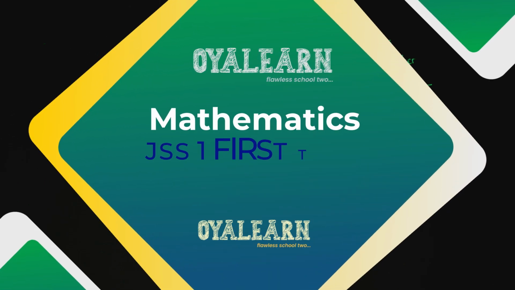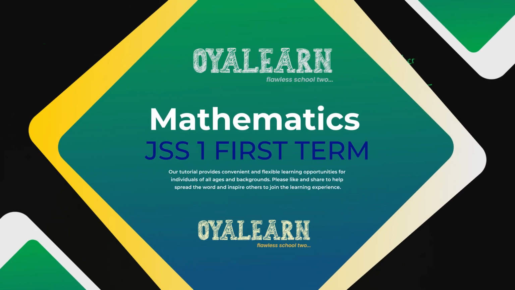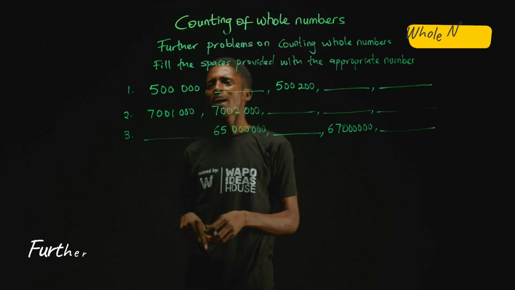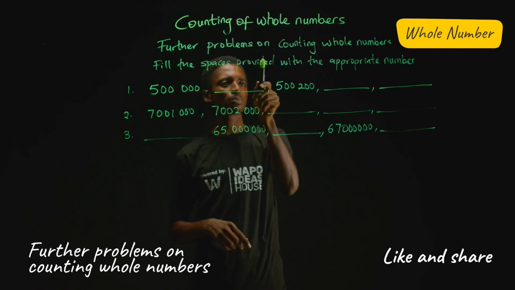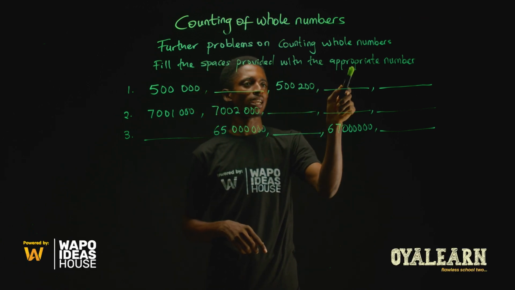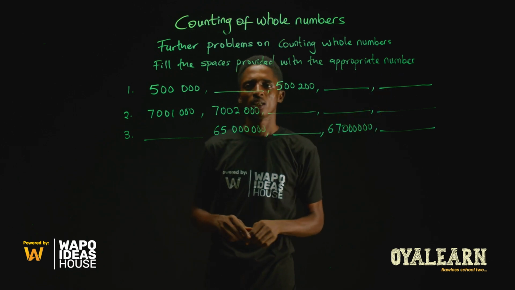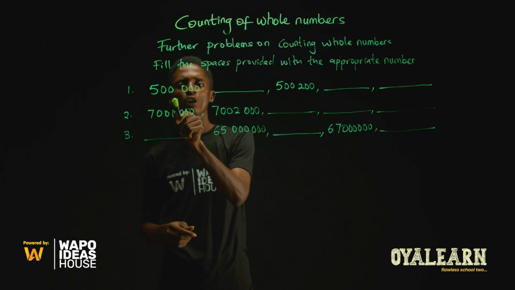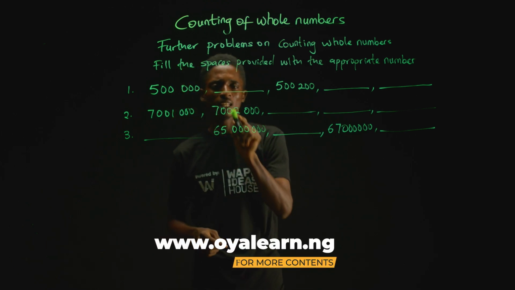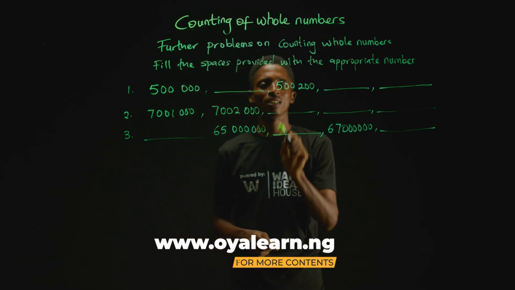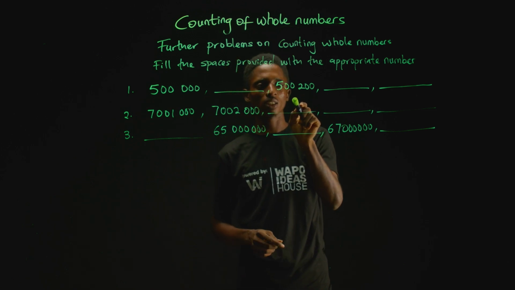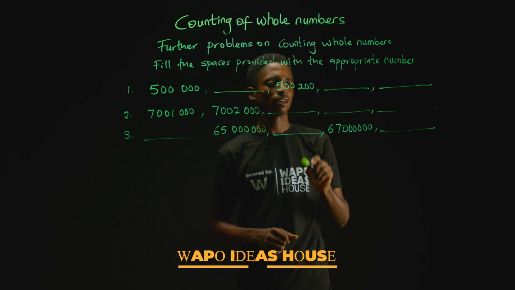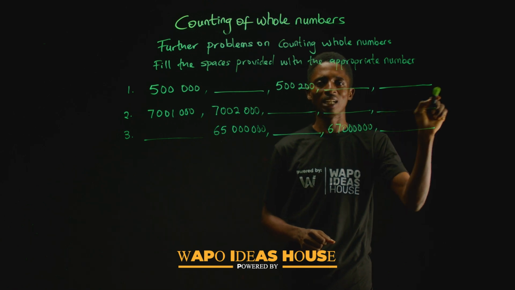Hello. What if you are faced with a task like this, where you are asked to fill the spaces provided with the appropriate number? In the first question, we have 500,000, then a blank, 500,000 and 200, followed by two blanks.